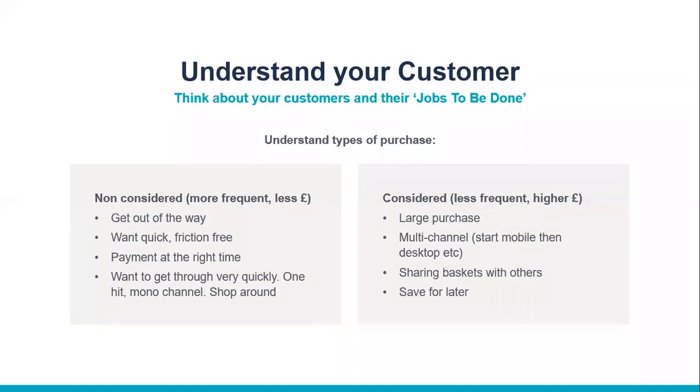Customers go about this a slightly different way, and Andy's touched on these a bit as well: multi-channel is big for these kinds of purchases. They might start browsing on mobile, on the train on the commute to work, and then have a look on the desktop when they get home at night. They want to share baskets with others. With some of these big purchases, they're buying with a spouse, a friend or a flatmate, and sharing those baskets so other people can see the options is quite common.